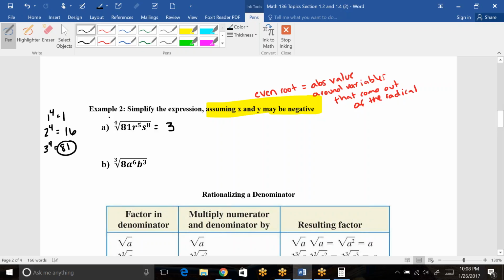We don't know if r or s are positive or negative. So anything we pull out after this point, because this is an even root and they said they could be negative, we'll need to put that variable in an absolute value. So 4 goes into 5 one time completely. That's why I'm going to have an r on the outside in an absolute value. I'm going to leave a little space to see if I have any s's in there too. And then I would have 1 left over on the inside. So I'd still have a fourth root of r. 4 goes into 8 exactly 2 times. So I would have an s squared right here.